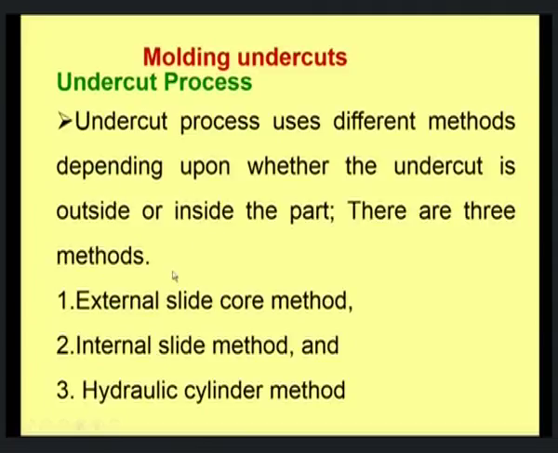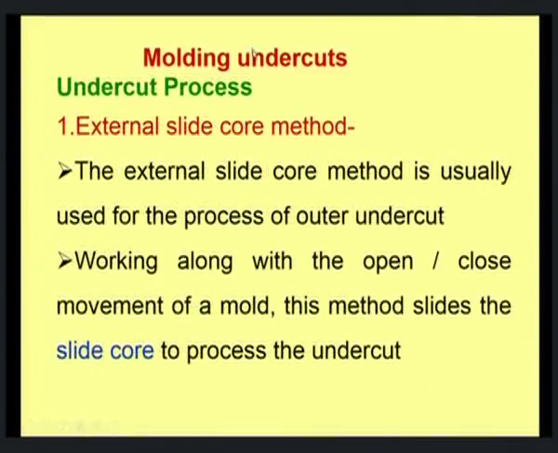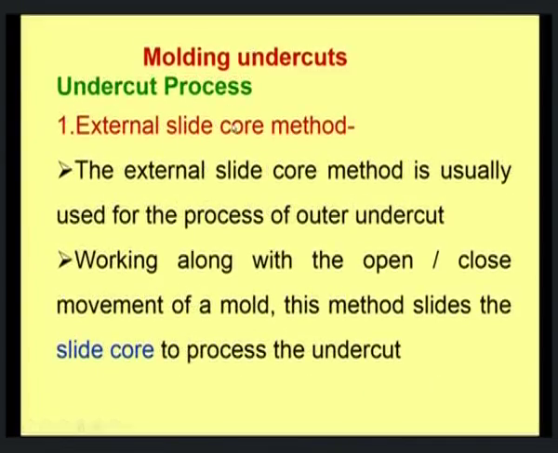There are 3 methods: the external slide core method, which is meant for a part with outer undercuts; the internal slide method for parts that have internal undercuts; and sometimes the hydraulic cylinder method is used, irrespective of whether the undercut is present on the internal side or on the external side of the product. Now, we will see what the external slide core method is.